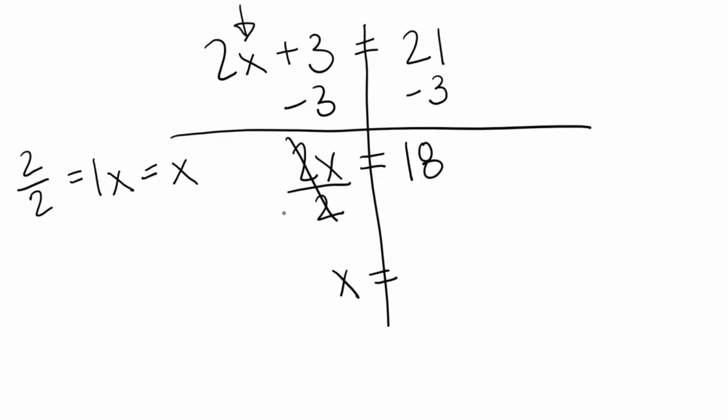But since we divided by 2 on the left side, we have to do the same thing, divide by 2 on the right side to keep our equation balanced, remembering the scale. So 18 divided by 2 equals 9. So now we've got our x by itself, we got it down to x equals a number, so that would be our answer, x equals 9.